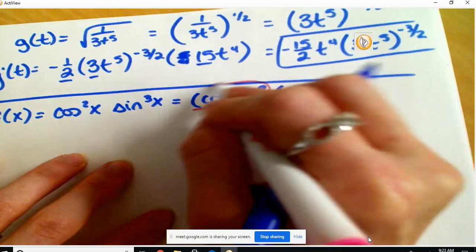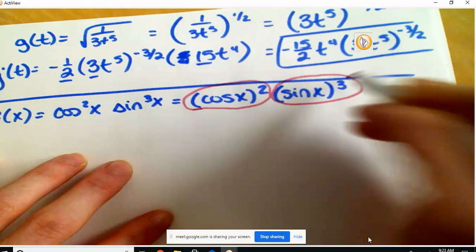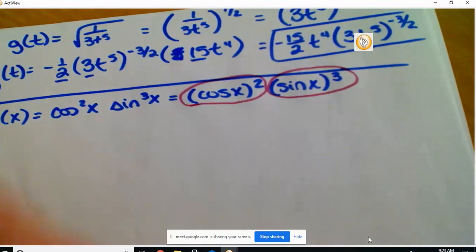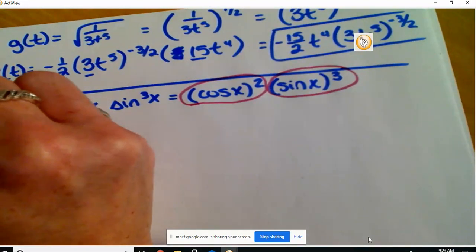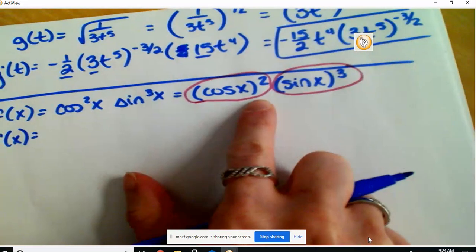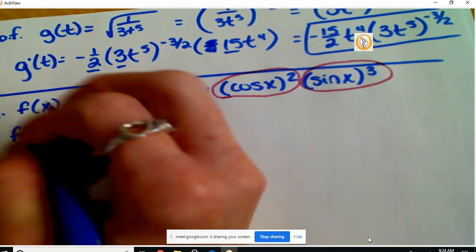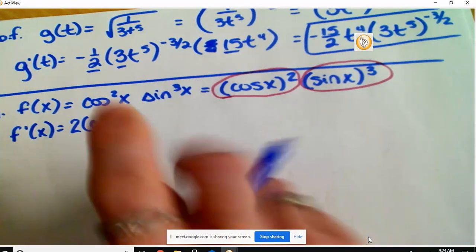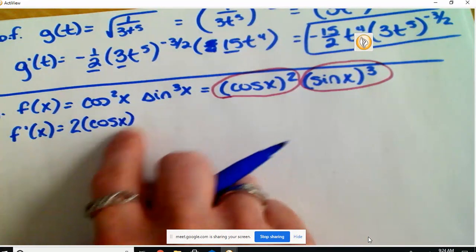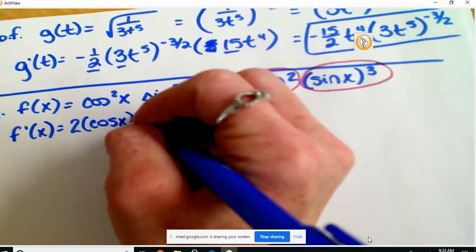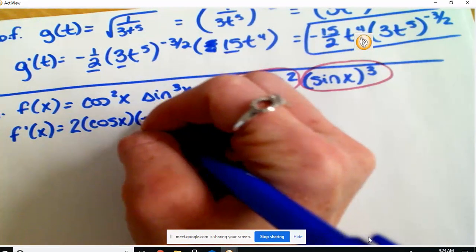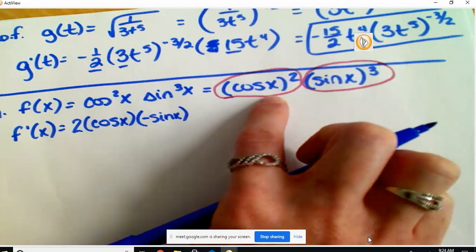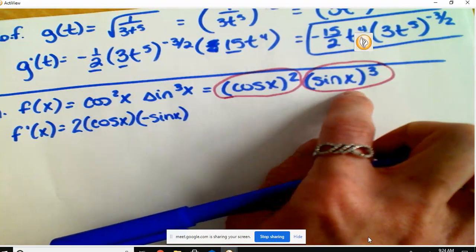I have this times this. So, working through my product rule then. Derivative of the first. So that means the exponent will come down. Inside stays the same. Subtract 1 from the power, so now it's to the 1st. Times the derivative of the inside. What's the derivative of cosine? Negative sine. All of this is just representing the derivative of the first one. But we still have to take it times the 2nd.